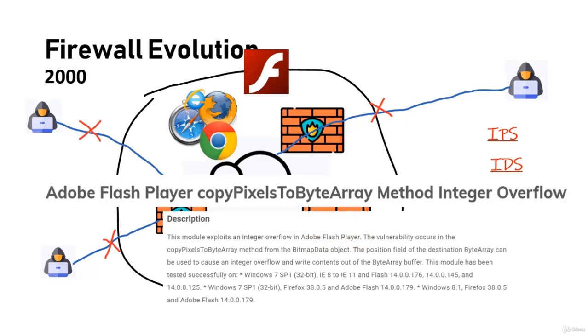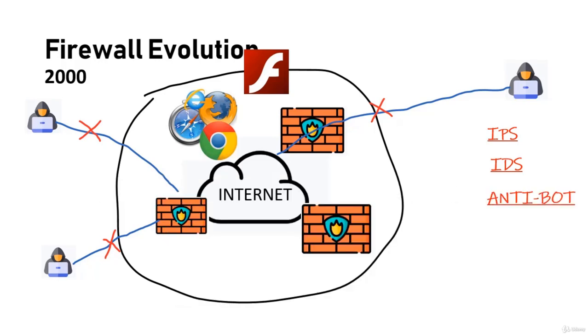Let's say we have Adobe Flash Player, and we have that type of vulnerability. You can read that. They started exploiting the integer overflow in Adobe Flash Player, which occurs in the copy pixel to byte. There is a lot of technical information, and you don't need that. What you need to know is that Check Point came up with IPS, Intrusion Prevention System, and IDS, Intrusion Detection System. The difference is that a prevention system prevents, it does not allow traffic to go to your network. IDS just detects it and creates a log.